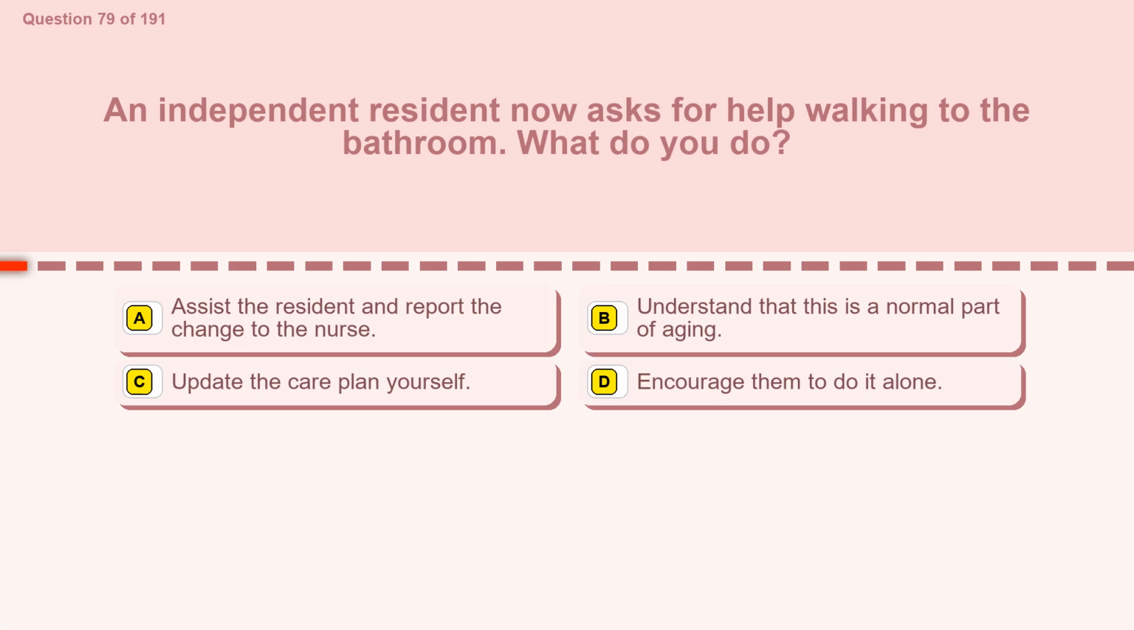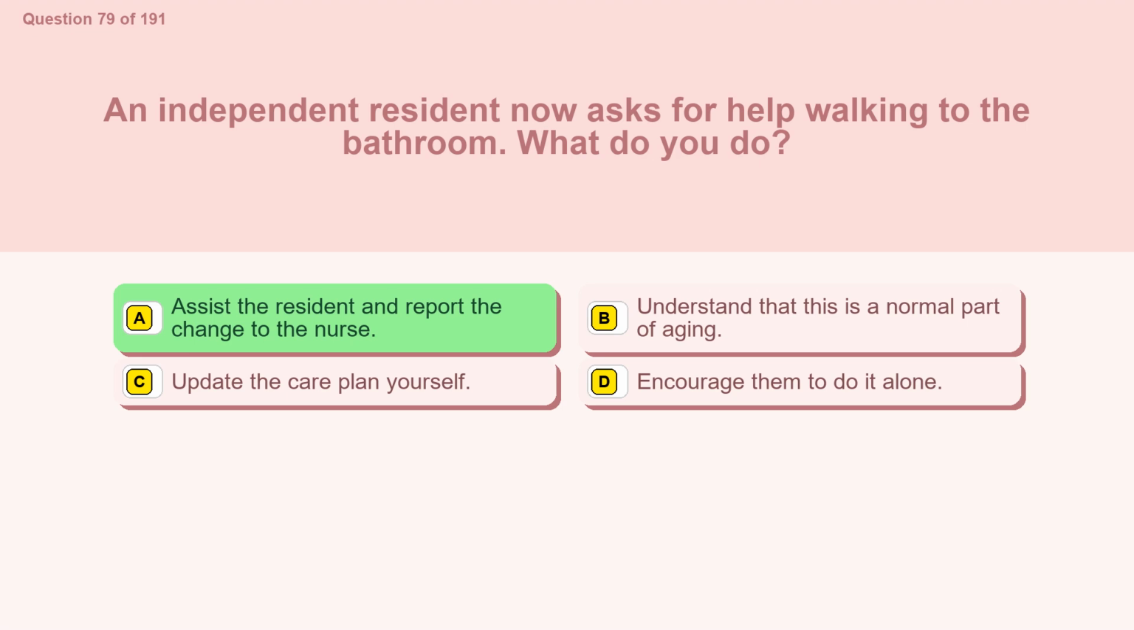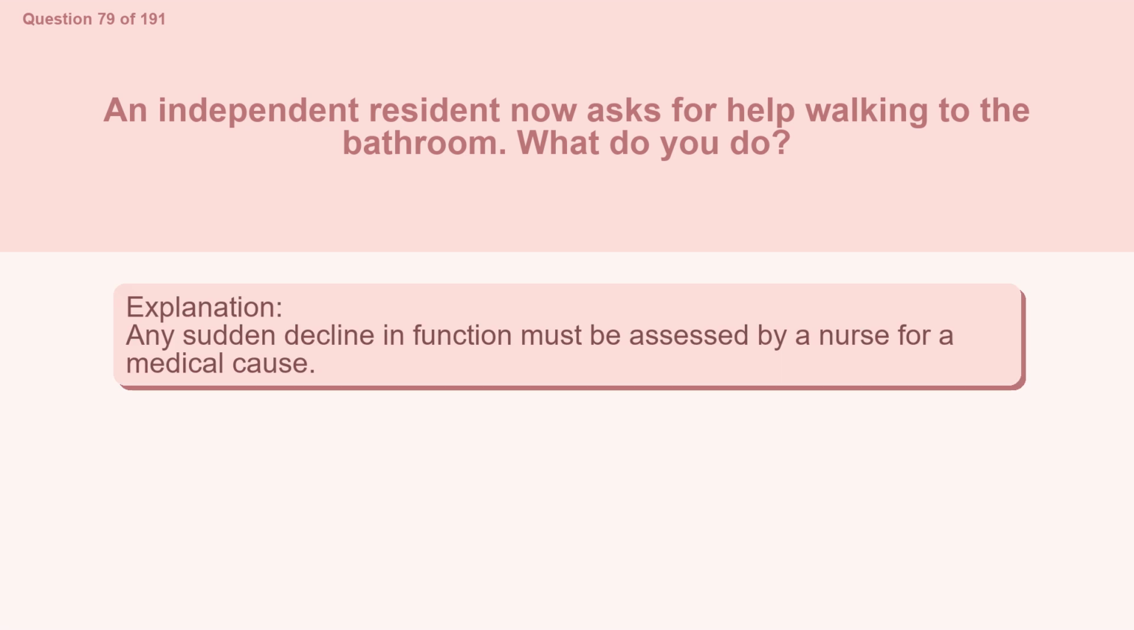Question 79. An independent resident now asks for help walking to the bathroom. What do you do? Option A, assist the resident and report the change to the nurse. Option B, understand that this is a normal part of aging. Option C, update the care plan yourself. Option D, encourage them to do it alone. The correct answer is option A, assist the resident and report the change to the nurse. Any sudden decline in function must be assessed by a nurse for a medical cause.